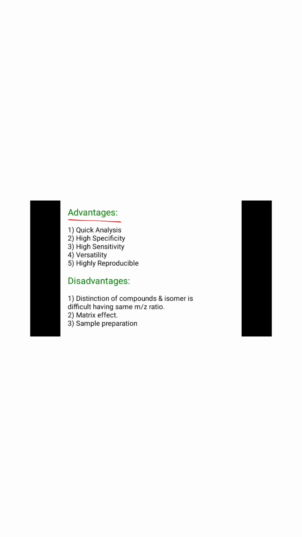Now next are the advantages. Quick and quantitative analysis can be done, in which the amount of each compound in a sample is measured. Next, it has high specificity, so it can differentiate between compounds with similar masses. It is highly reproducible and has high sensitivity, so mass spectrometry can detect even trace amounts of compounds at very low concentration. Now next are the disadvantages.